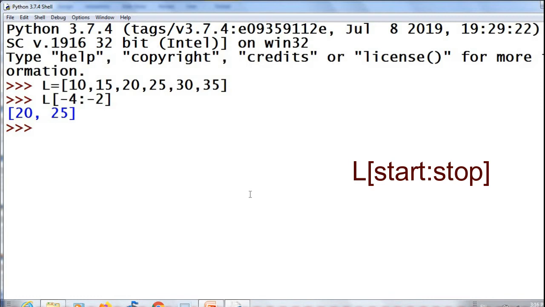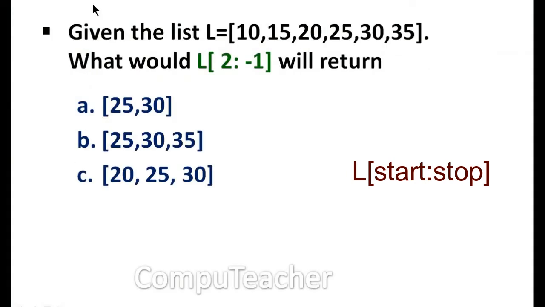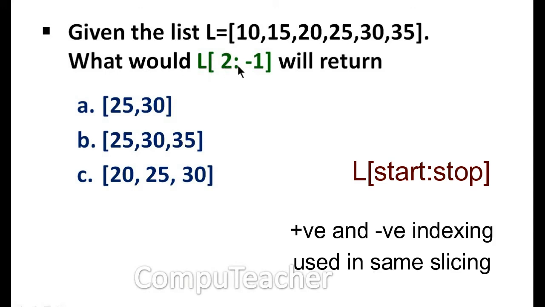One more example, L of minus 5 colon minus 1. See the result? It starts from minus 5, that is 15, and ends at 30, that is at index minus 2. Next question, given the list L equal to the same list, what would L of 2 colon minus 1 return? The answer is the list 20, 25, 30.